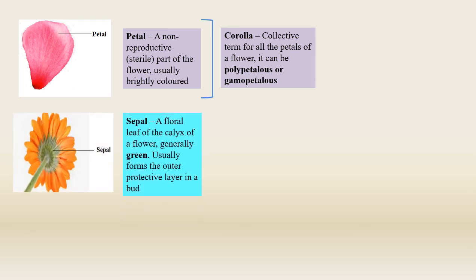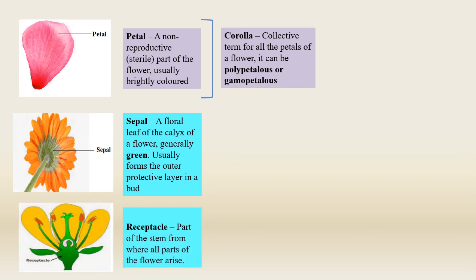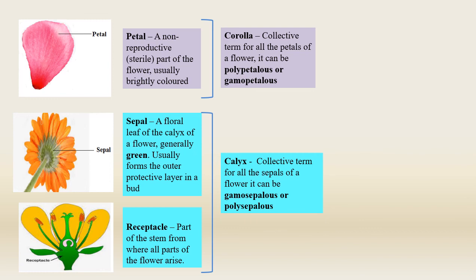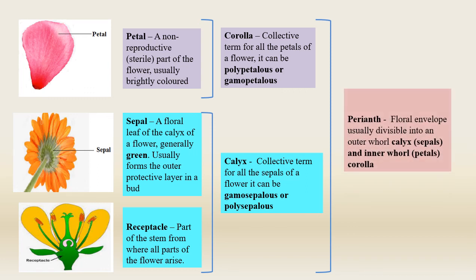Sepal. A floral leaf of the calyx of a flower, generally green, usually forms the outer protective layer in a bud. Receptacle. Part of the stem from where all parts of the flower arise. Calyx, collective term for all the sepals of a flower, it can be gamosepalous or polysepalous. Corolla and calyx together form the perianth. Floral envelope usually divisible into an outer whorl calyx, that is sepals, and inner whorl petals or corolla.